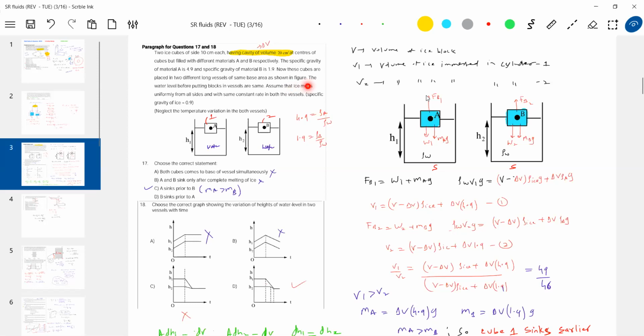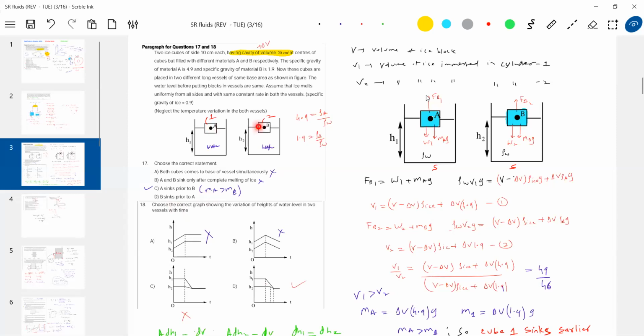Assume that the ice melts uniformly from all sides and with same constant rate in both the vessels. Neglect temperature variation in both vessels. Choose the correct statement. Okay, what will happen? Both the cubes come to the base of vessel simultaneously. A and B sink only after complete melting of ice. A sinks prior to B. A means here this one. B sinks prior to A.